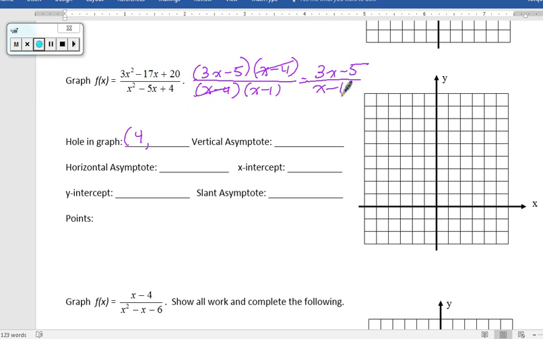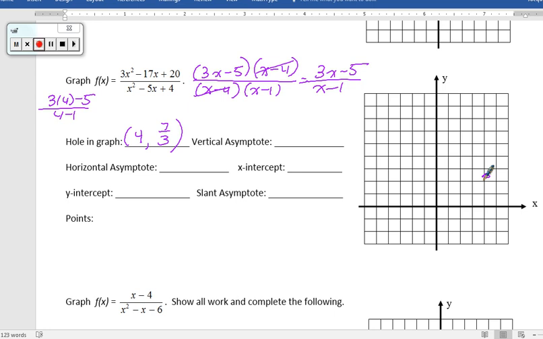And what we're left with here is that equation. To get the y value, we're going to substitute 4 into the equation. So it's going to be 3 times 4 minus 5 over 4 minus 1. And what we get is 7/3. So at 4 and 7/3, I get a hole. So 1, 2, 3, 4, 7/3 would be right about there. You just have to give us an estimate and be in between the right two integers when we get fractions.